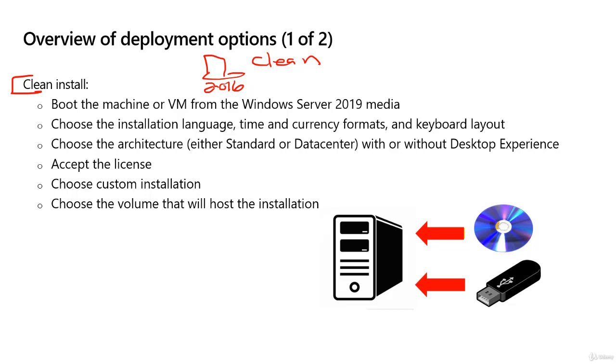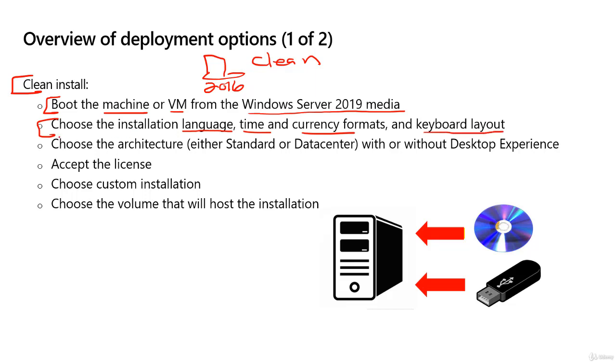Now the process for doing that: I simply boot my machine. It could be a virtual machine or physical. So when we say machine, we mean physical or a virtual machine, from the Windows Server 2019 media. Once you do that, it's going to bring you up to the Windows setup. In the setup, it's going to ask you for your language, the time and currency format, and your keyboard layout.